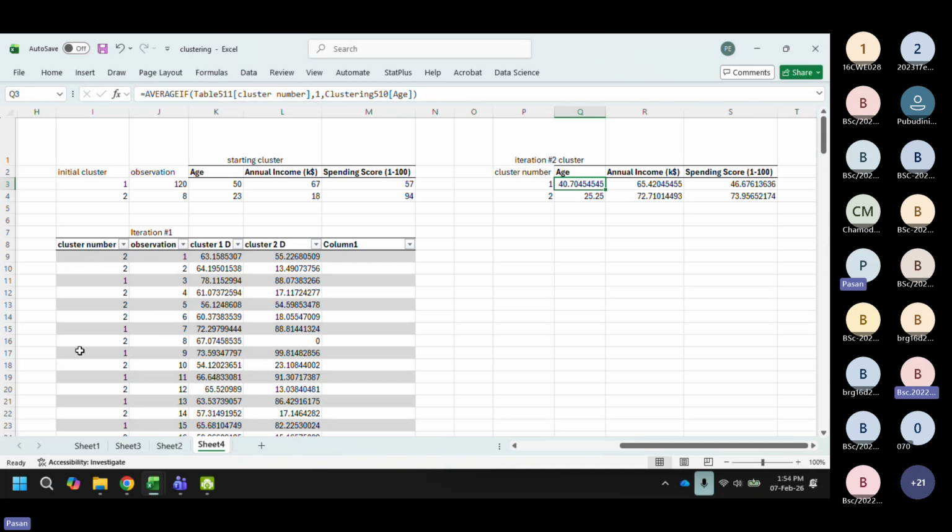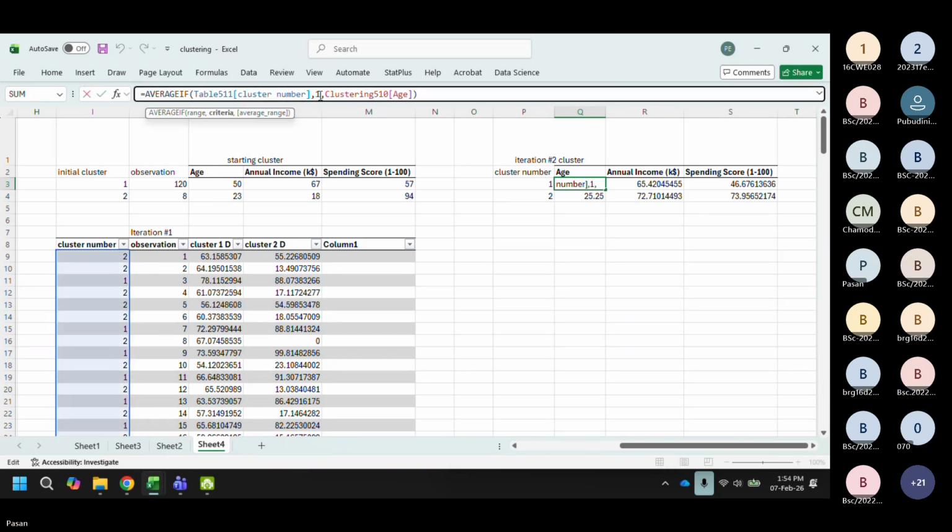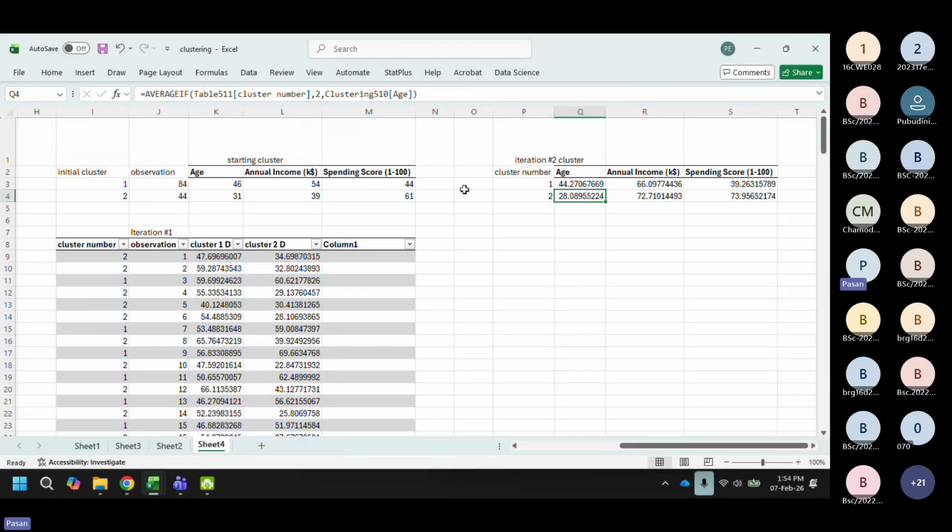They look at the cluster number column, right? And the criteria is checking whether the number is one or two, right? So if it is one, then take the average of our data set age column, right? So I want to have the average of that. And then for the next one, look at the cluster number column, and if it is two, perform the average of each column, right? And so on.